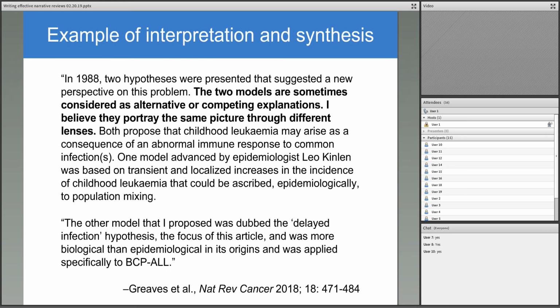This passage is from a review that proposes a mechanism for childhood acute lymphoblastic leukemia. Here, the author interprets seemingly divergent ideas in a coherent way. The bolded text conveys the author's interpretation of two complex ideas in just two short sentences.